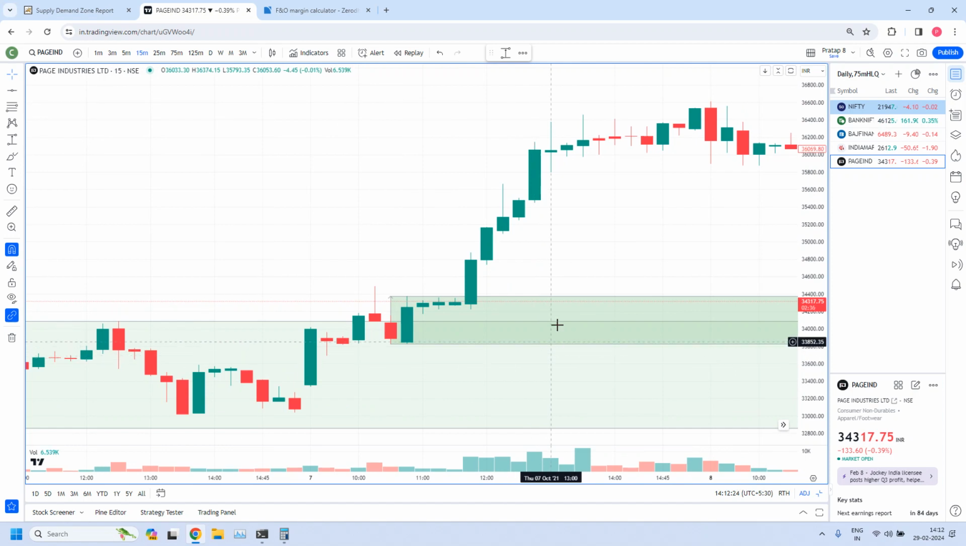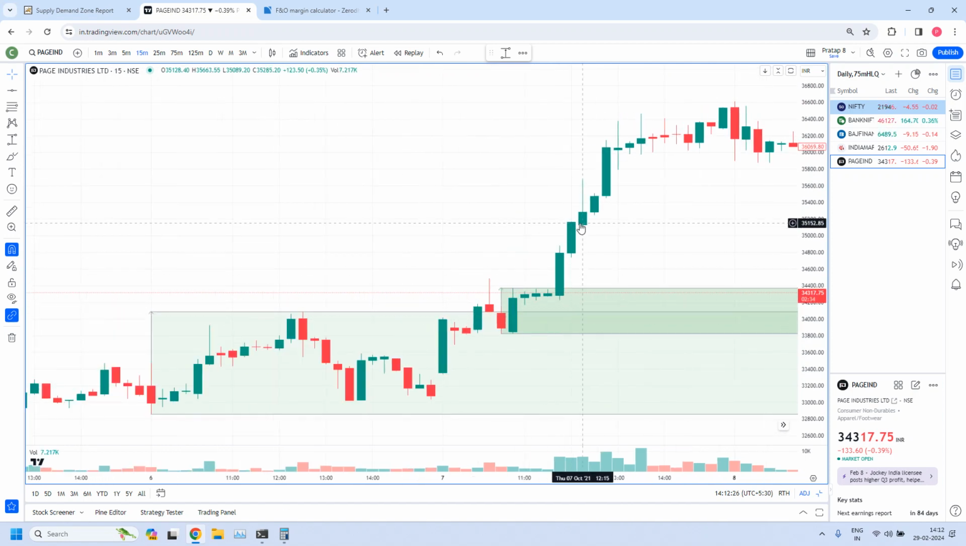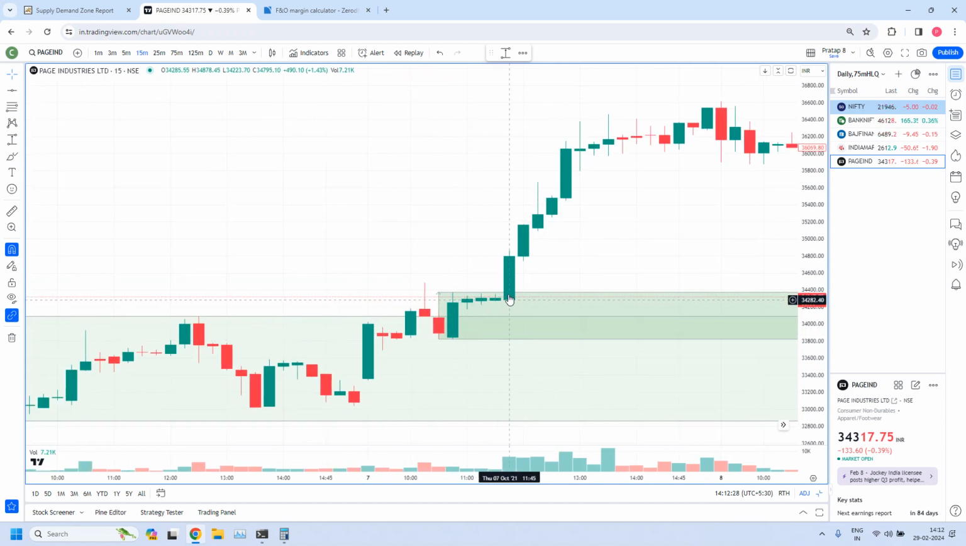When we draw, we have a rally, base, rally, but the problem is everything went outside the zone. Generally, we don't prefer trading outside the zone. At least zone confluence should be there, I mean, compared with the daily. At least some part, while taking the trade, should be inside the daily. But this is completely going outside the daily.